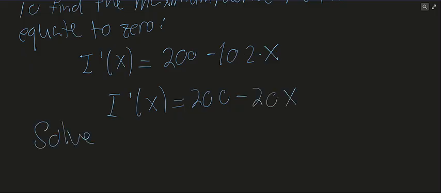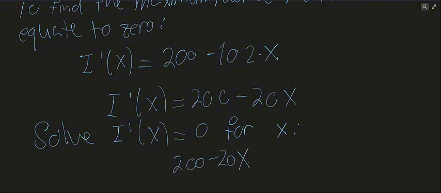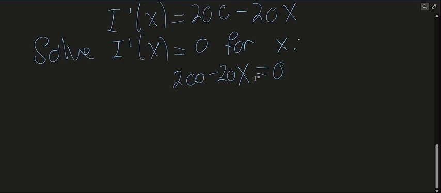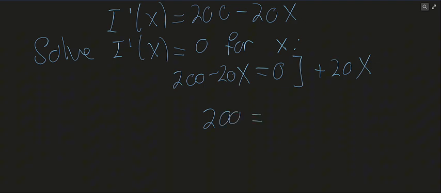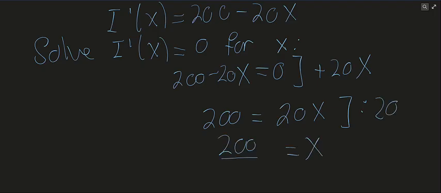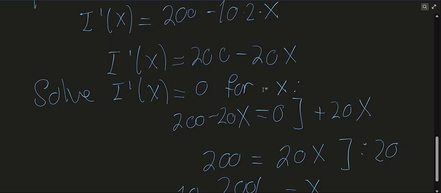Solve I prime of x equal to 0 for x. So you get 200 minus 20x is equal to 0. You can add 20x to both sides, and you get 200 is equal to 20x. Divide both sides by 20, and you get x is equal to 200 divided by 20, which is 10. So what we suspect to be a maximum is 10.